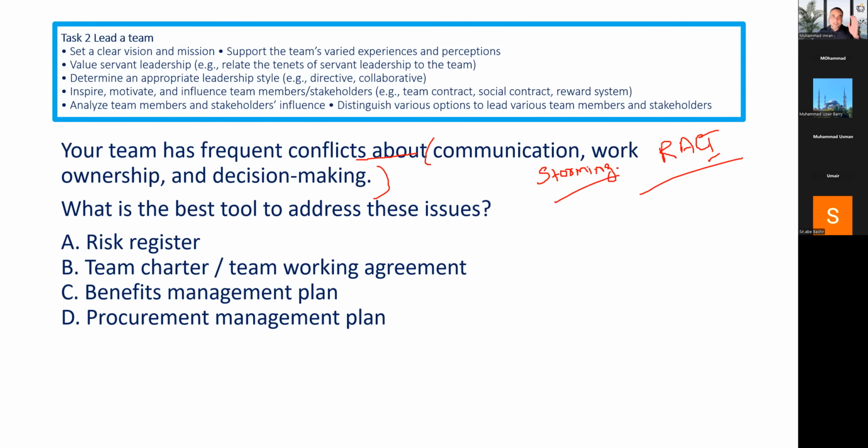So now we have a clear guideline related to the situation. Let's go. What is the best tool to address these issues? Risk register. When we are talking about issues, risk will never be the answer. Team charter, team working agreement. Benefits management plan is not my document. Procurement management plan has nothing to do with the question. So that's how you can easily reach the answers by eliminating the wrong choices.